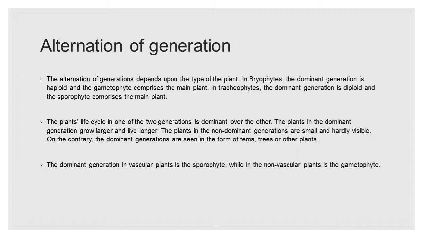Now, in the plant life cycle, one of the two generations is dominant over the other. The plants in the dominant generation grow larger and live longer than the non-dominant. The plants in the non-dominant generation are small and hardly visible. On the contrary, the dominant generation is seen in the ferns, trees and others, that is the diploid body. The dominant generation in vascular plants is the sporophyte, while in non-vascular plants it is the gametophyte. This is the line which you should learn by heart.